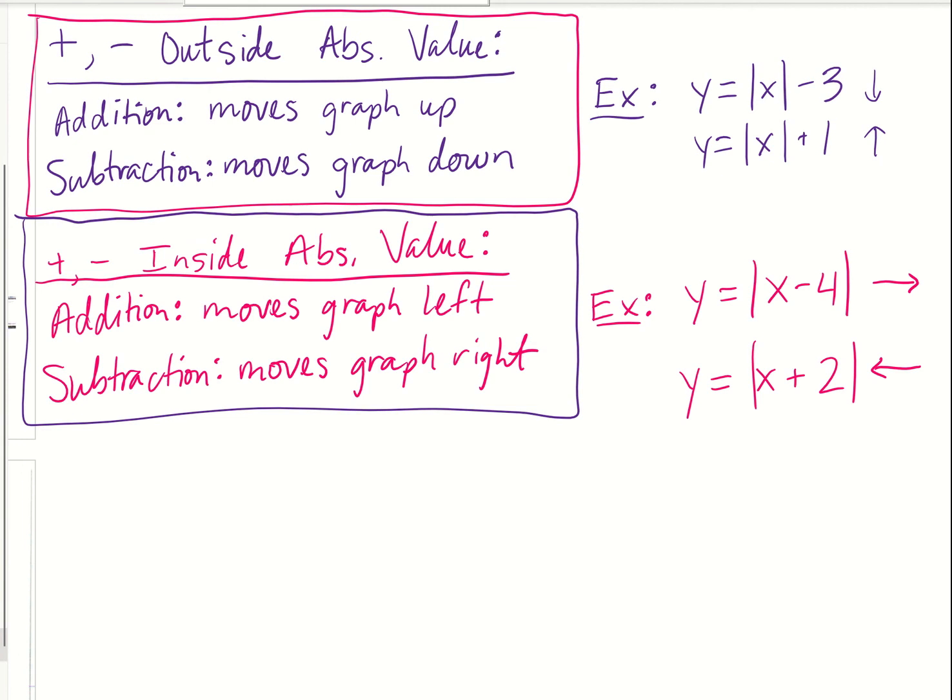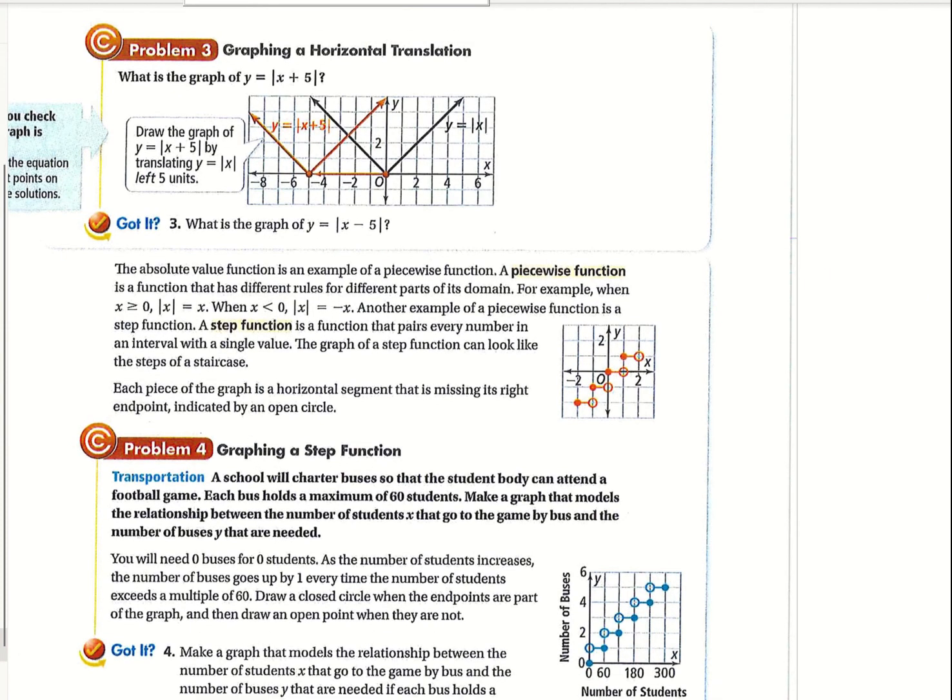So once you've got this written down, pause the video if you need to in order to write it down. But once you do have it written down, we'll go ahead and move on to the next bit. All right, so problem 3 asks what is the graph of y equals the absolute value of x plus 5. Obviously, they already did that for us.